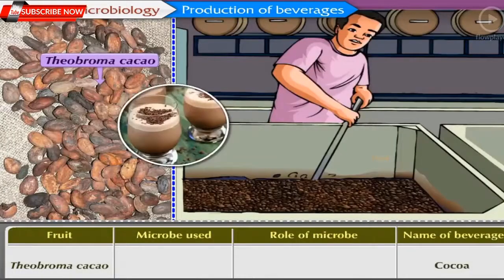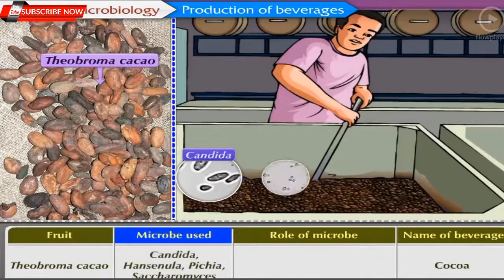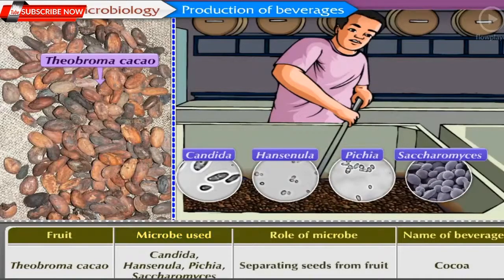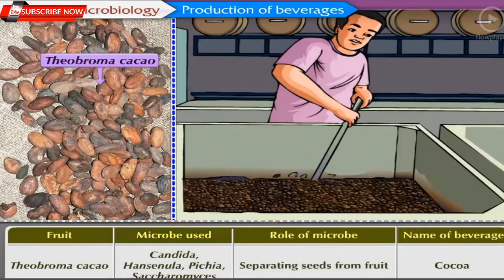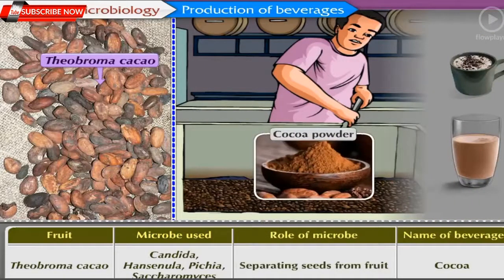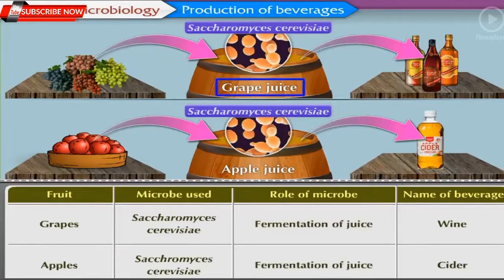Cocoa in various forms is also used as a beverage. Microbes like Candida, Hansenula, Pichia, and Saccharomyces are used in separating the seeds of fruit Theobroma cacao to make cocoa powder, which is used for making various beverages. Saccharomyces cerevisiae is used in fermentation of grape and apple juice to make beverages like wine and cider.